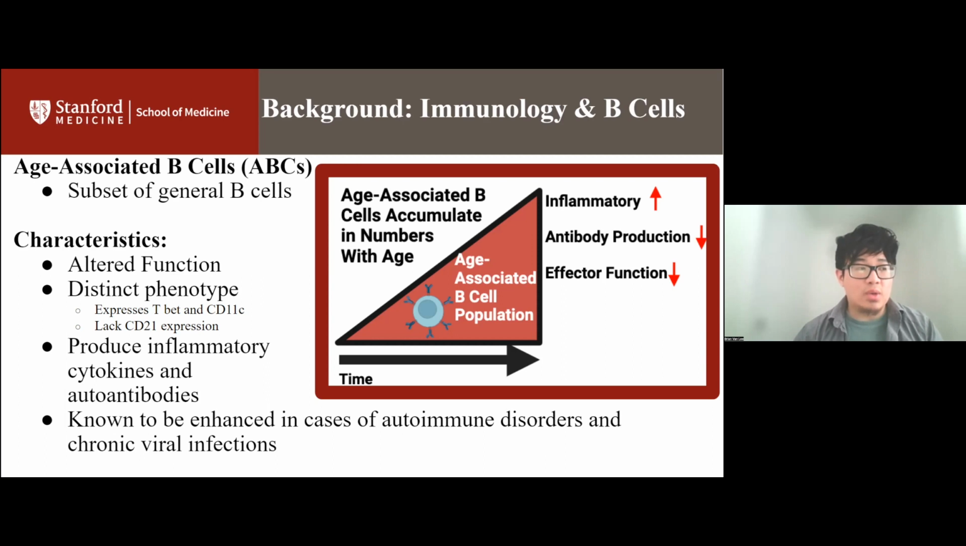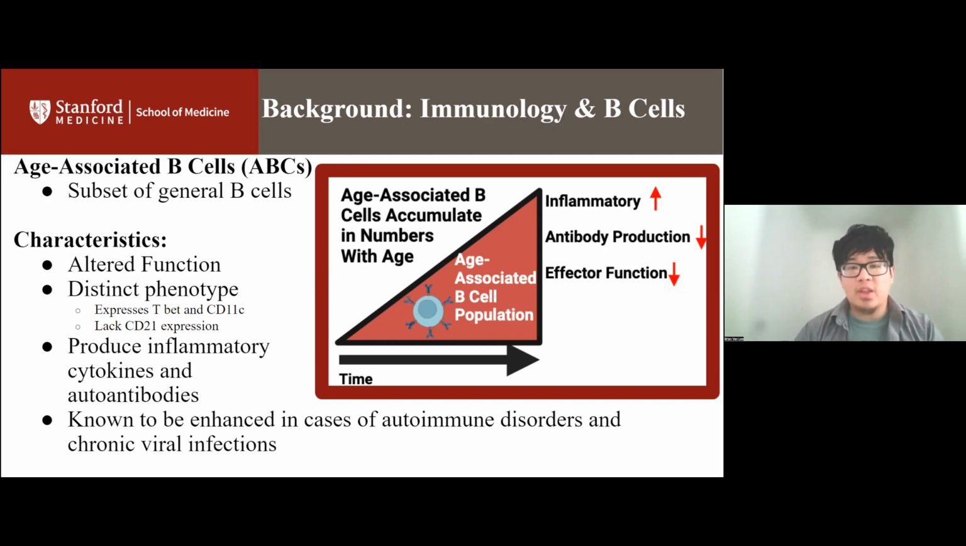Whether or not in our aged immune system, age-associated B cells are actually contributing or helping. Because there might be a hidden benefit to what age-associated B cells are actually contributing to our immunity as we age, right? At the time, not exactly sure what it is or why it is doing that, right? But we do know that they do produce inflammatory cytokines and autoantibodies, which are known to be harmful.